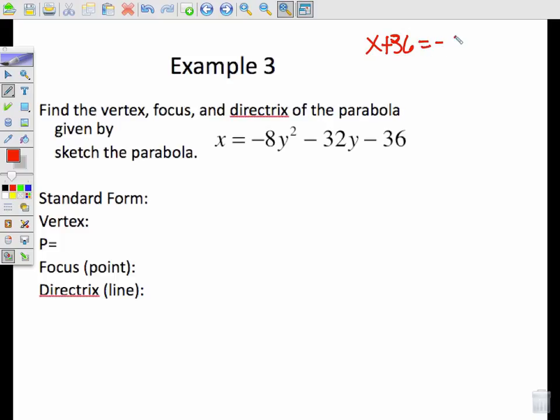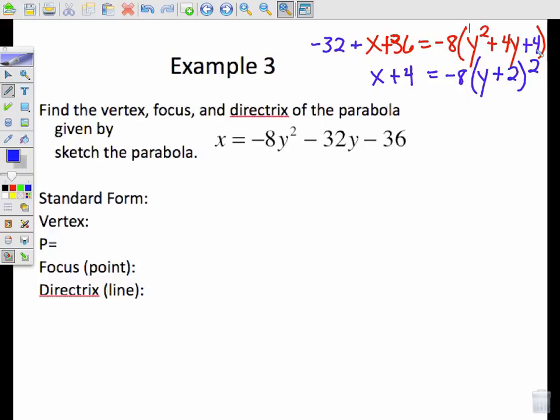36 equals, take the -8 out, and when we do that we get y squared plus 4y. And to complete the square here, I'm going to add half of 4. You take half of 4, it's 2, and square it. That's plus 4. Well, really that's adding to the other side, adding a -32. So it's x plus 4 equals -8 times, factor this expression, it's y squared plus 4y plus 4, so that's y plus 2 to the second.